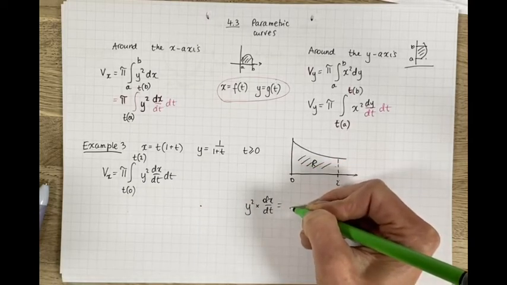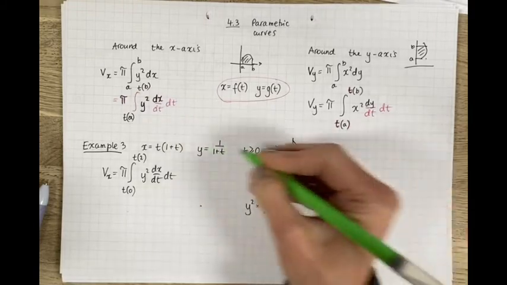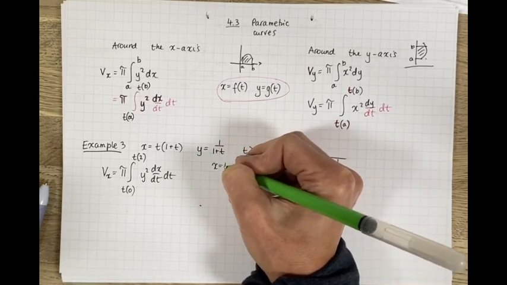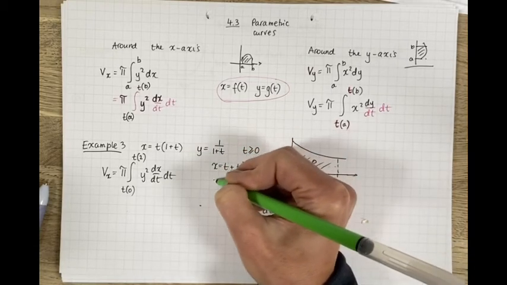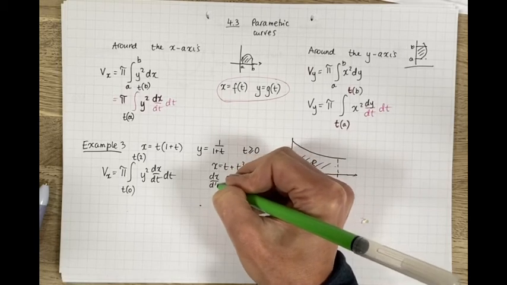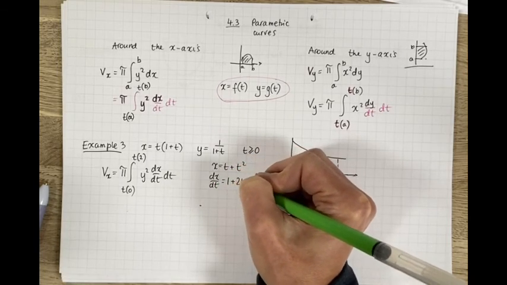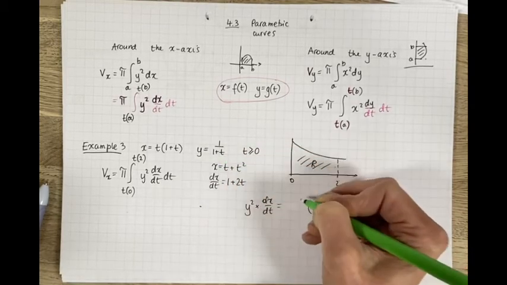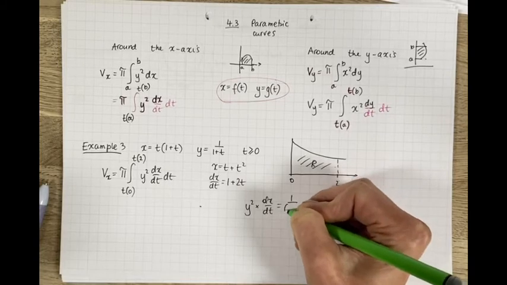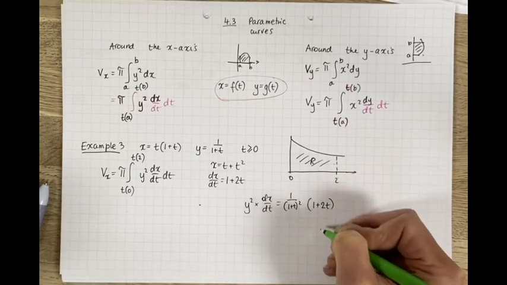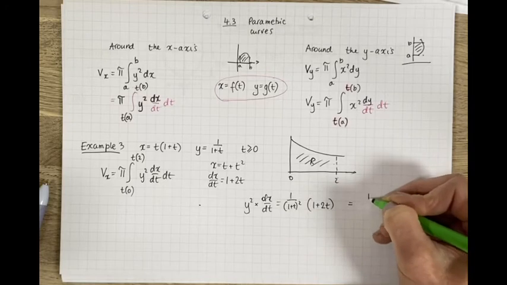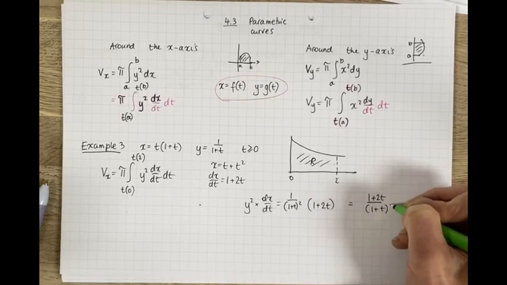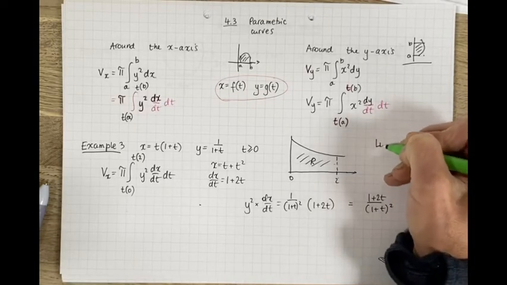So let me just find what dx/dt is. If x is equal to t plus t squared, then dx/dt is going to be 1 plus 2t. And y squared is going to be 1 over 1 plus t squared. So altogether I have 1 plus 2t over 1 plus t squared. Let's change the limits.